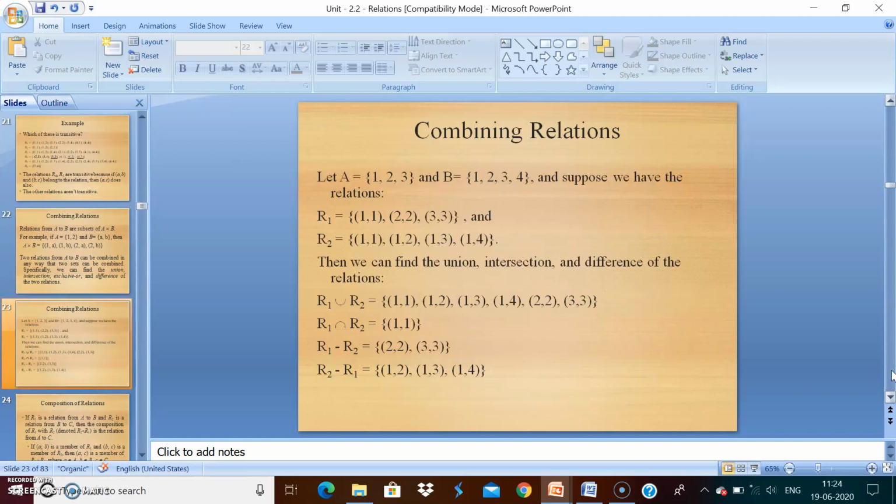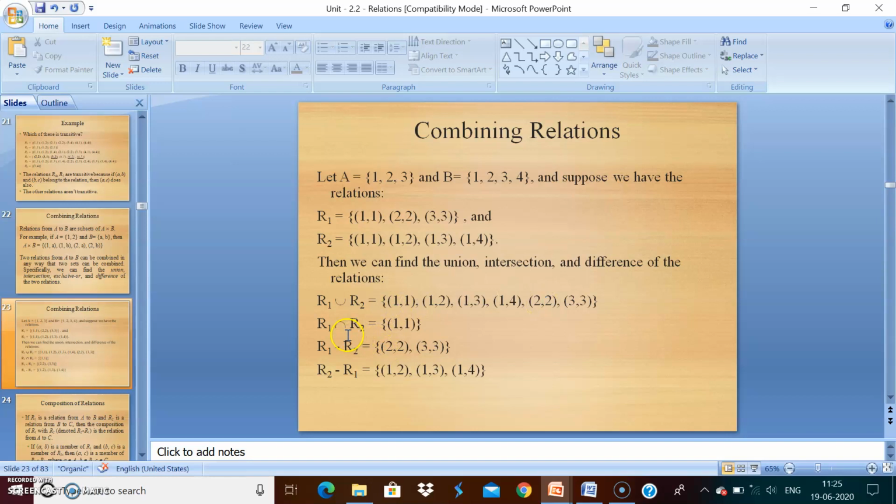Here we apply different set properties: R1 union R2, R1 intersection R2, R1 minus R2, R2 minus R1. For example, A equals {1, 2, 3}, B equals {1, 2, 3, 4}. So R1 union R2 means (1,1), (1,2), (1,3), (2,2), (2,3), (2,4).